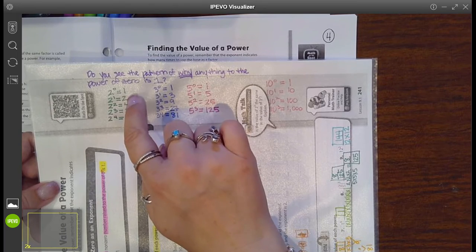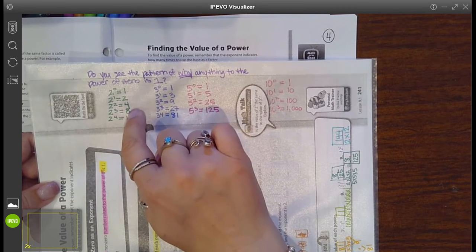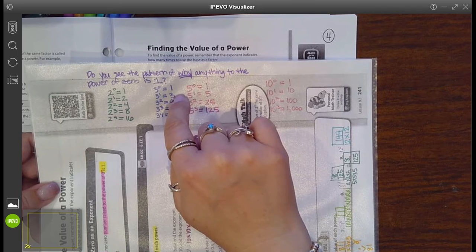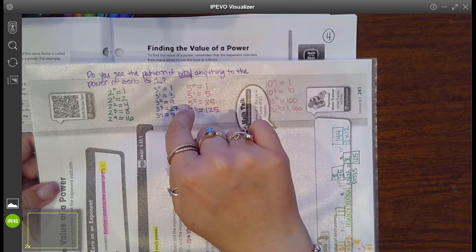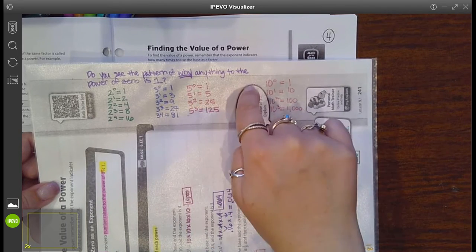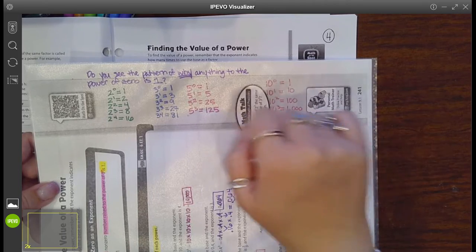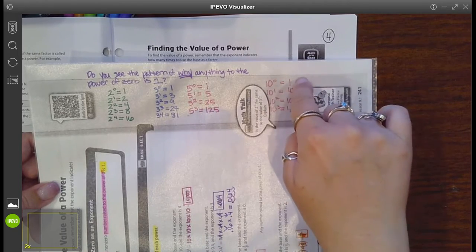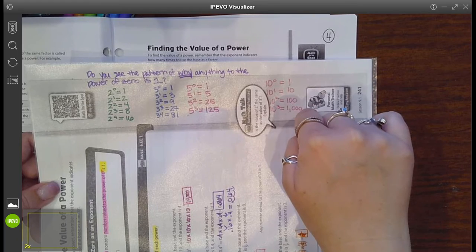1 times 2 is 2. 2 times 2 is 4. 4 times 2 is 8. 8 times 2 is 16. 1 times 3 is 3. 3 times 3 is 9. 9 times 3 is 27. 27 times 3 is 81. And so on. Okay, so this time you're going to be multiplying by 5 each time. This time you'd multiply by 10 each time.